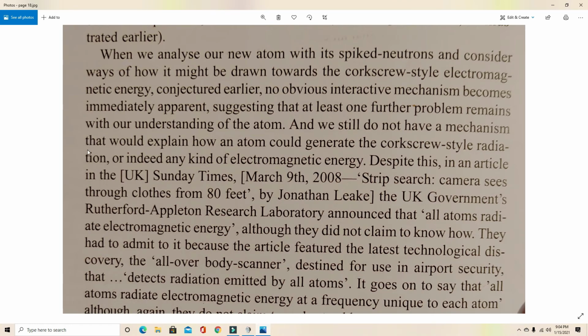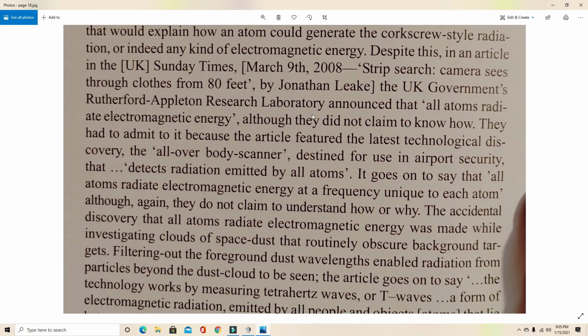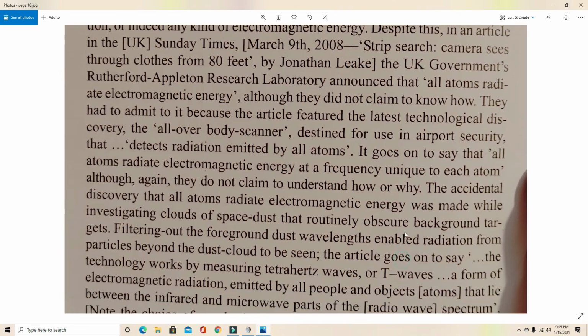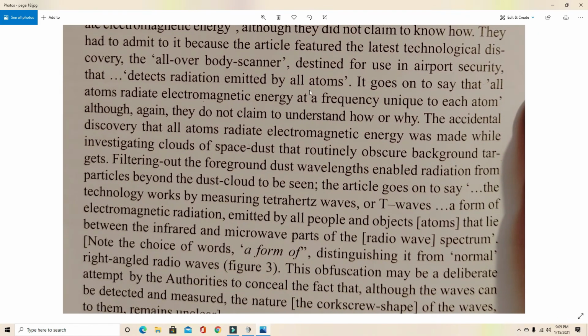Despite this, in an article in the UK Sunday Times, March 9, 2008, "Strip search camera sees through clothes from 80 feet" by Jonathan Leake, the UK government's Rutherford Appleton Research Laboratory announced that all atoms radiate electromagnetic energy. Although they did not claim to know how, they had to admit to it because the article featured the latest technological discoveries, the all-over body scanner destined for use in airport security that detects radiation emitted by all atoms. It goes on to say that all atoms radiate electromagnetic energy at a frequency unique to each atom, although again they do not claim to understand how or why.